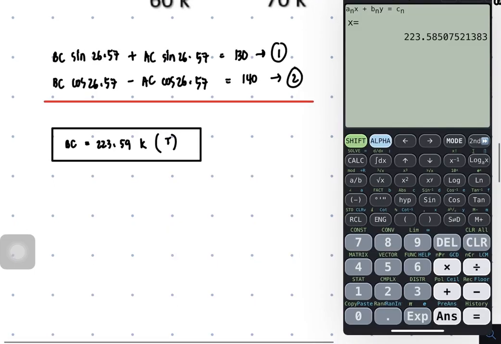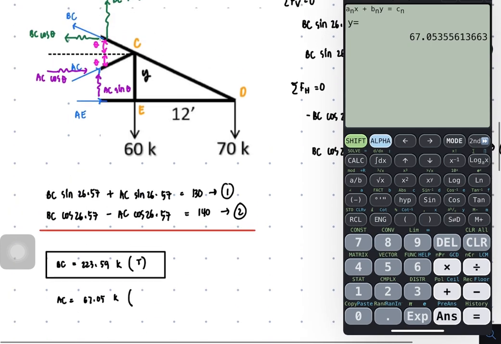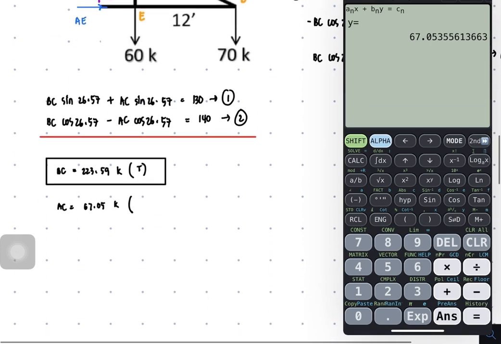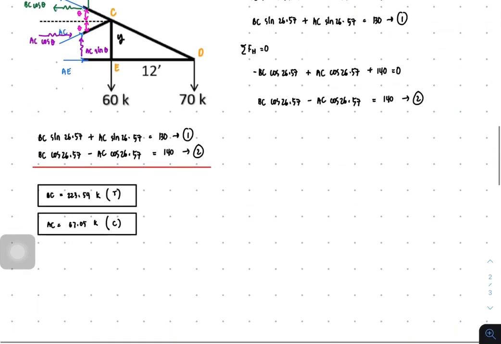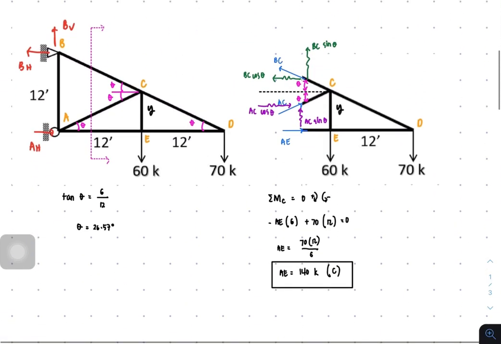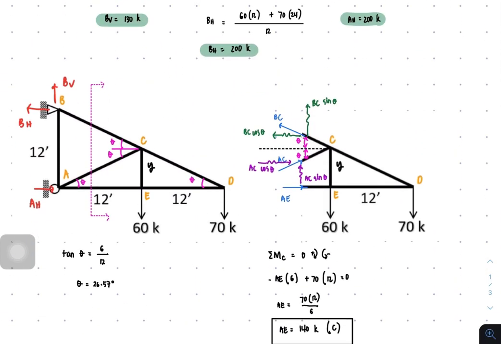And then the next one is AC. The AC is 67.05 kips, and our assumption for AC is compression, so it's compression. Let's borrow this box anyway. Okay, so we have these forces, so let's do an update. So we're through with this, also this one, and this one.